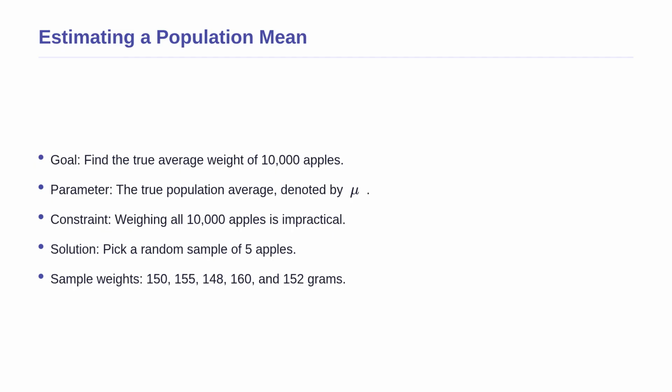With the general process clear, let us look at a specific scenario. Imagine a farmer wants to know the true average weight of all 10,000 apples in his orchard. This true average is our population parameter, often written as mu. Obviously, he cannot weigh all 10,000 apples, so he picks just 5 apples at random. Their weights are 150, 155, 148, 160, and 152 grams. How does he use this small group to guess the average of the entire orchard?